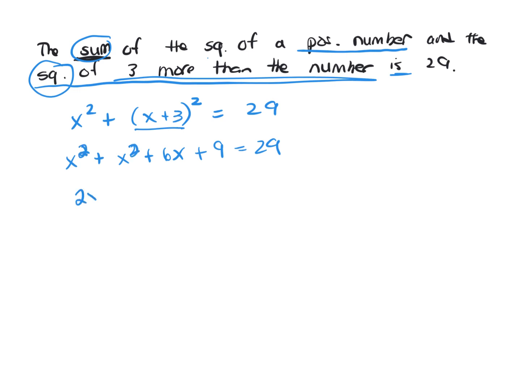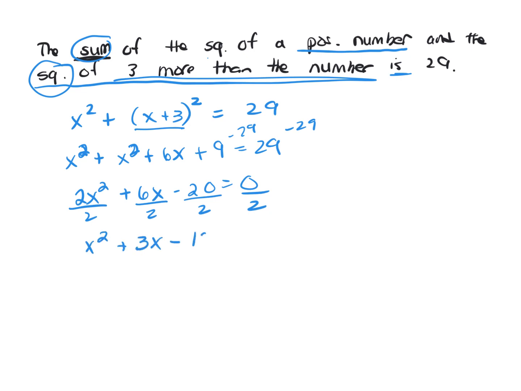So let's combine those. And to solve a quadratic, you need to get 0 on one side. So let's subtract 29 from both sides. And that's going to give me 2x squared plus 6x minus 20 equals 0. And then I recognize that every term on both sides is divisible by 2. So let's divide everything by 2 to make our coefficient smaller. And that will make it easier for us to factor or use the quadratic formula. But I'm going to factor.